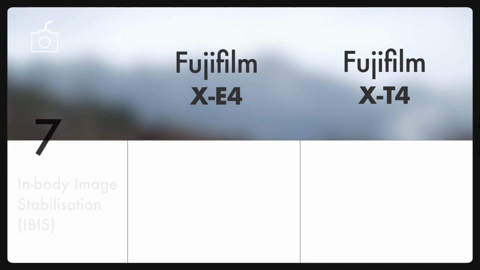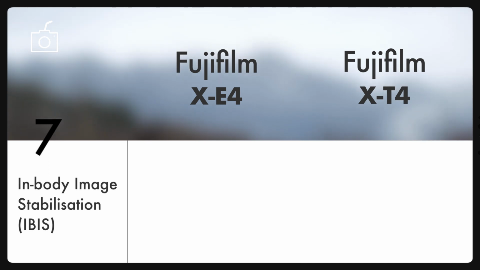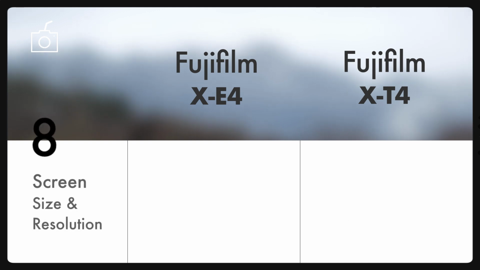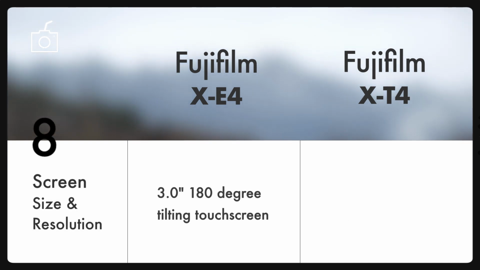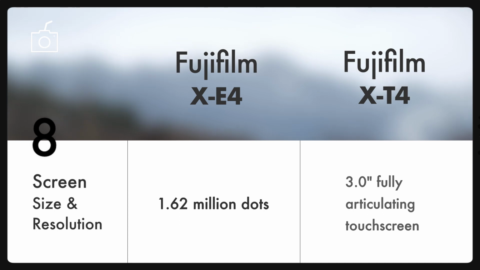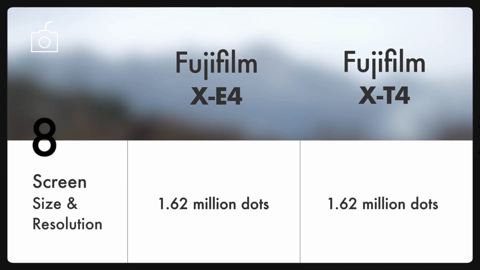One of the biggest differences between the two cameras is the stabilization. While there is no stabilization in X-E4, the X-T4 houses 5-axis in-body image stabilization with sensor shift mechanism. The difference also lies in their screens. While there is a 3-inch 180-degree tilting touchscreen with 1.62 million dots in X-E4, the X-T4 has a 3-inch fully articulated screen with 1.62 million dots.